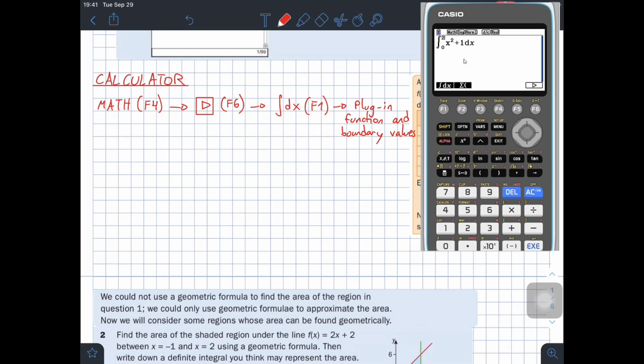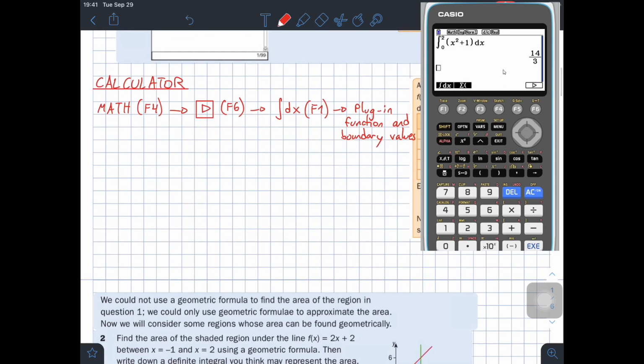You click on execute. Sorry, I forgot to put parentheses here. You should always put parentheses for the calculator to be able to read this. There you go. So you click on execute. No, actually, the mistake is that I wrote x incorrectly. We should use this x over here. There you go. So you click on execute, and there you have the value 14/3, which, as you can see, is 4.666667, right? Which is the exact value of the area of this shaded region.